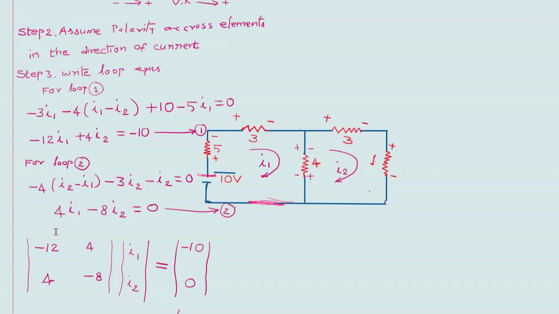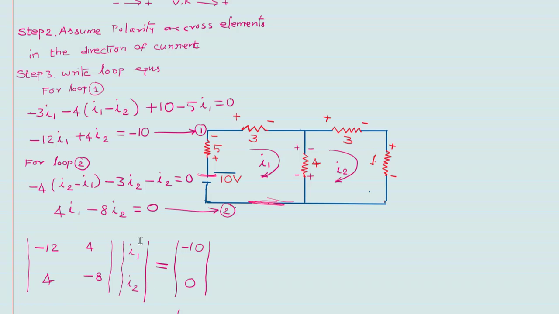So now we simplify this. Then we get 4I1 minus 8I2 is equal to 0, and this we call loop 2 equation. So we know loop 1 equation and loop 2 equation. There are two unknowns, two equations. So first write these loop equations in the form of matrix like this. So look at this, minus 12, 4. Similarly here 4, minus 8.